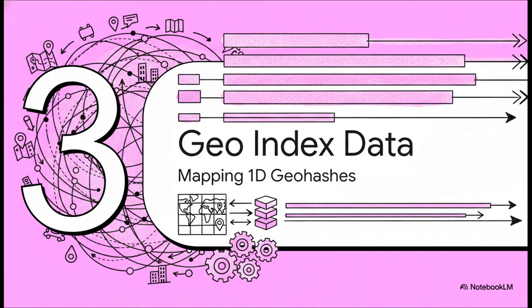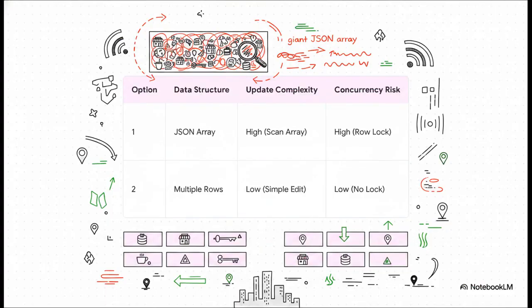Next up, part 3, structuring geospatial index data. Now, before we even attempt to scale the GeoIndex, we have to figure out how we actually structure this data under the hood. How do we map these geohashes to the business IDs? We've got 2 main options here, and option 2 is the clear winner for production.